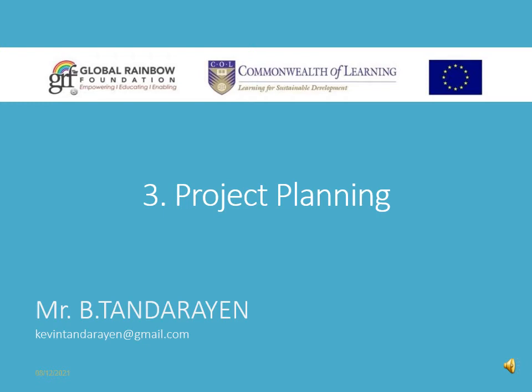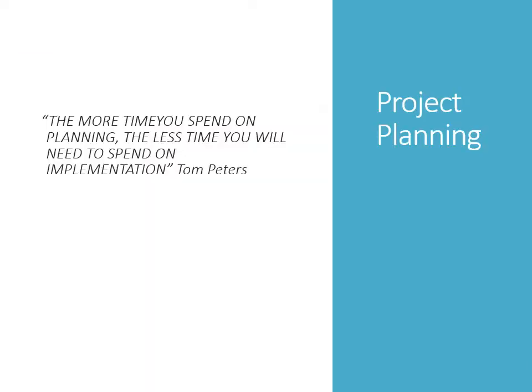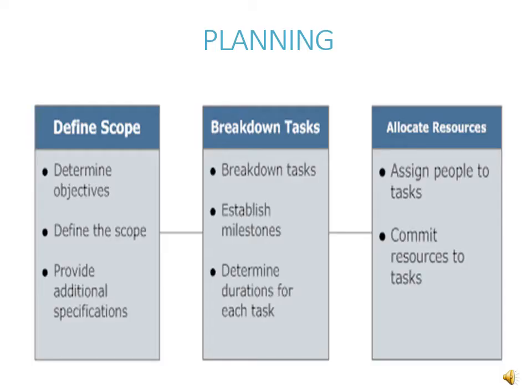Hello everybody, we are at the third stage of the project management cycle, which is the project planning stage. As we can see, planning consists of three distinct stages. Namely, we need to define the scope, which includes the determination of the objectives. We define the scope in detail.